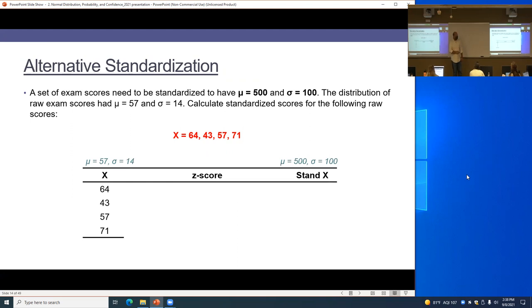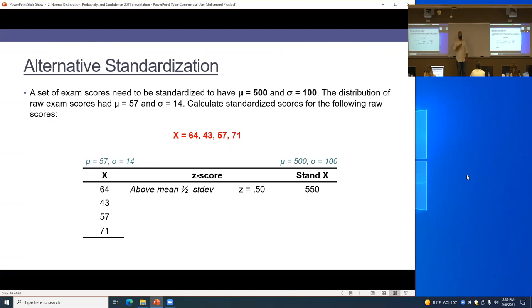Here are our raw scores, with mean 57 and standard deviation of 14. I can start by transforming each one of these into a z-score. This first one, half a standard deviation above the mean, is a z-score of 0.5. And I want to take this to my alternative standardized distribution. That gives me a standardized score of 550. How did I get 550 out of that? Yep, this score is literally half a standard deviation above the mean. If I want the mean to be 500 and the standard deviation to be 100, I just add 50 to it.